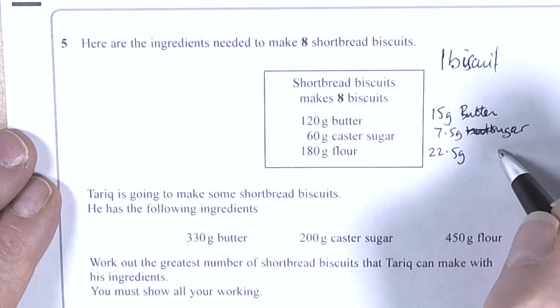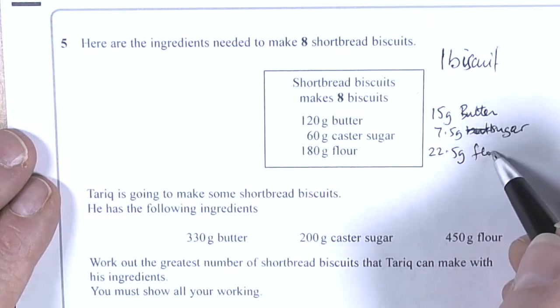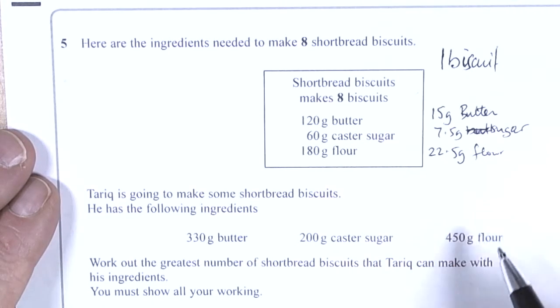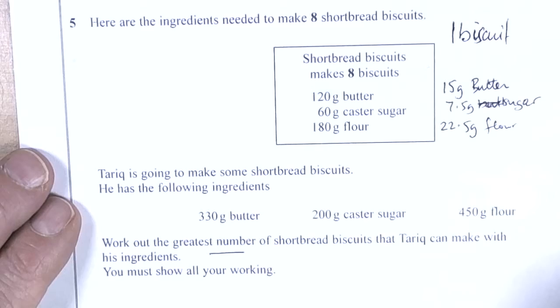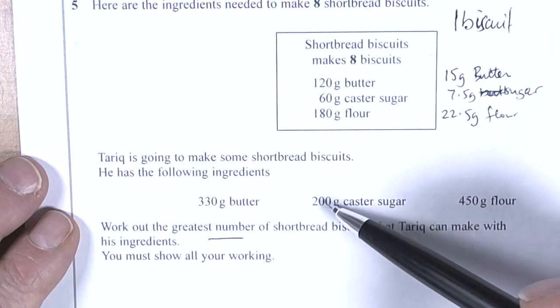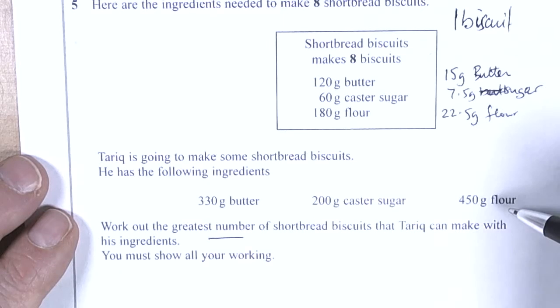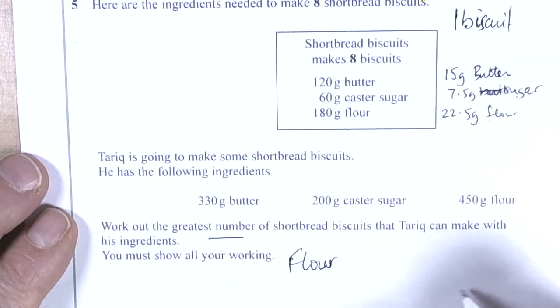Okay, so we've worked out that we require that amount of material per, or ingredients per biscuit. We've got to make the greatest number of biscuits possible. So 330 grams of butter, 200 grams of sugar, and 450 grams of flour. Alright, let's do flour first, because I can see a connection with the flour.